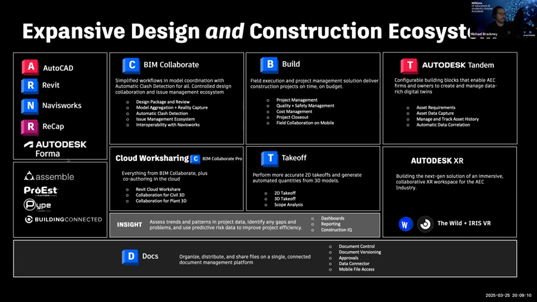We have some of our other point solutions in this bottom left: Assemble, ProEst, Pipe, Building Connected. And then on the right-hand side, I know RJ, you'd mentioned, I think both of these. Autodesk Tandem is really our digital twin tool, so this is for operating a building and being able to track asset history in a 3D model. And then Autodesk XR is our mixed reality VR tool that we're developing. We acquired a company called The Wild a couple of years ago, and we're looking to bring that into the ecosystem as well, to visualize a lot of these architectural and construction elements in a VR mixed reality headset.